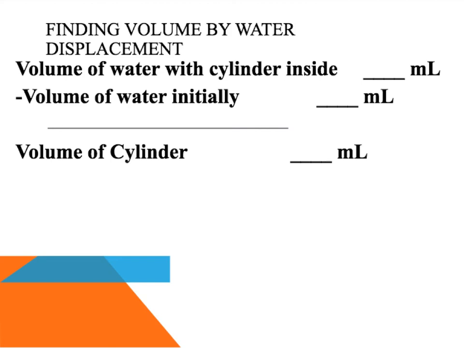So this slide simply reviews again how to find volume by the method of water displacement. So when I was doing my calculations, I found that the volume of the water with the cylinder inside came out to be 62.5 milliliters. The volume of the water I initially used was 57.8. So subtracting those two numbers, I find the volume of just the cylinder itself to be 4.7 milliliters.